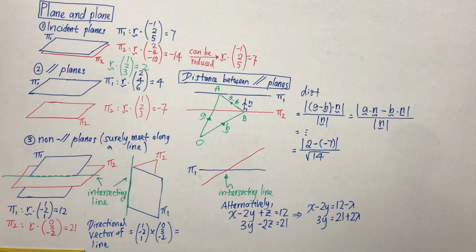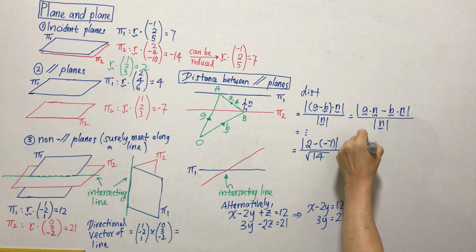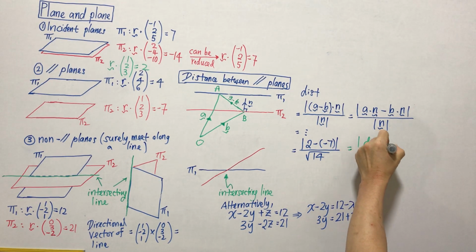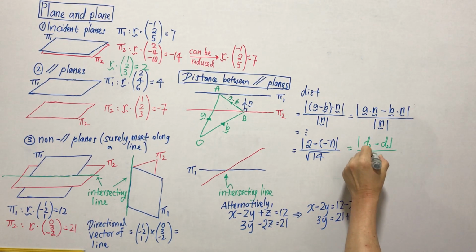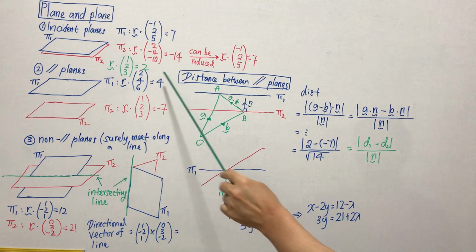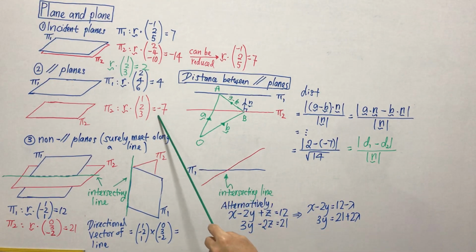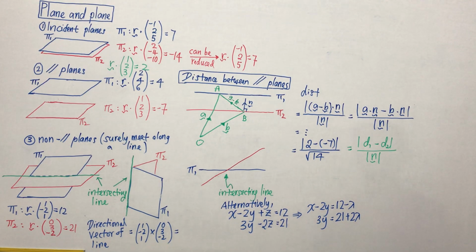And this calculation can be summarized as a very nice formula: d1 minus d2 over the modulus of n. What is d1? d1 is simply the number on the right of the first equation, and d2 is the number on the right of the second equation.